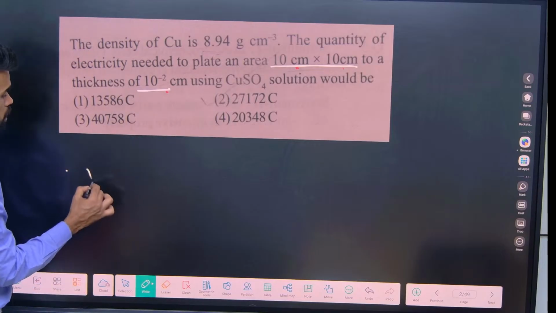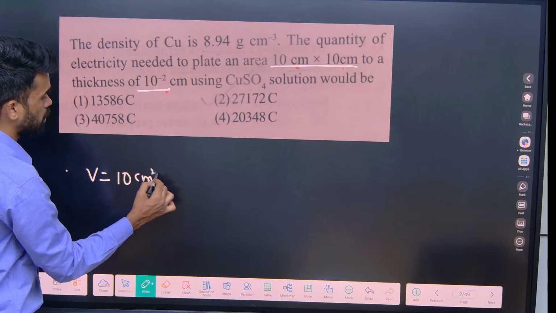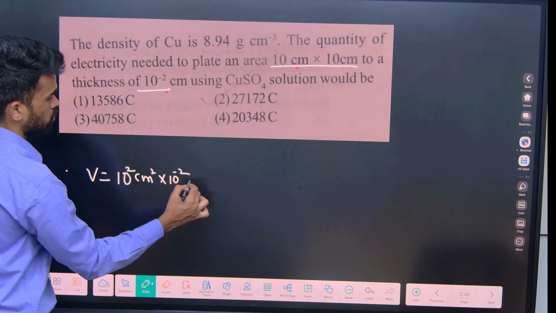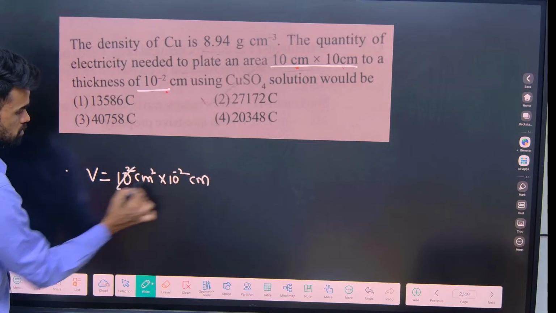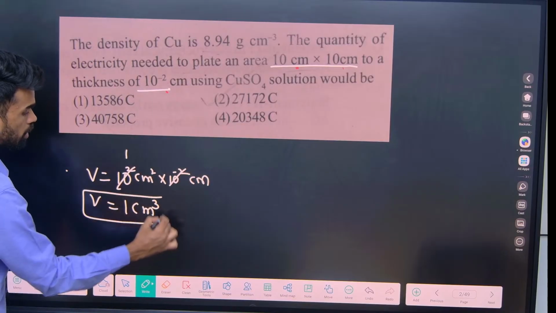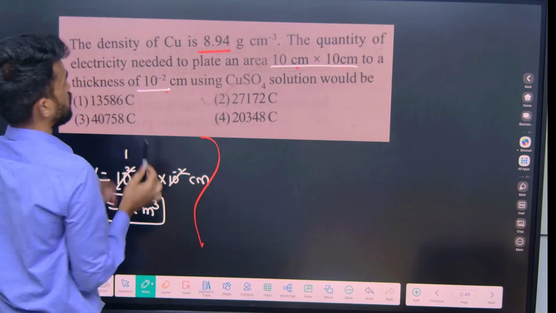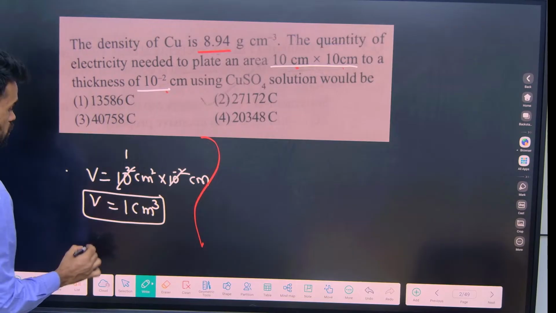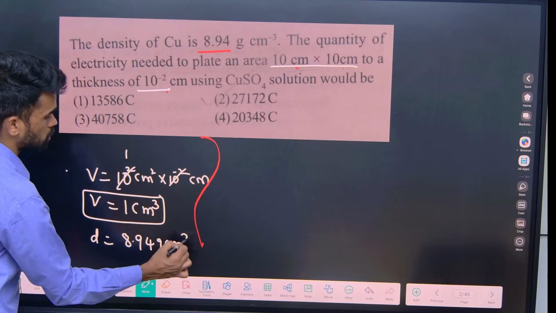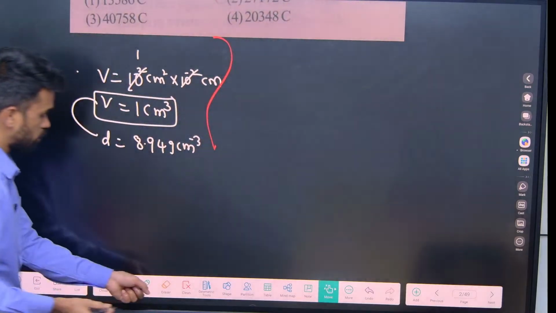So now what is the volume we got? How much volume they covered? That is 10 into 10, 100 centimeter square, and this is thickness, length again 10 power minus 2 centimeter. So both can become 1. So 1 centimeter cube is the volume covered in electroplating. Keep it aside. Now how much density it has? Density is 8.94 gram per centimeter cube. Looking at the density and volume, we can calculate the weight.